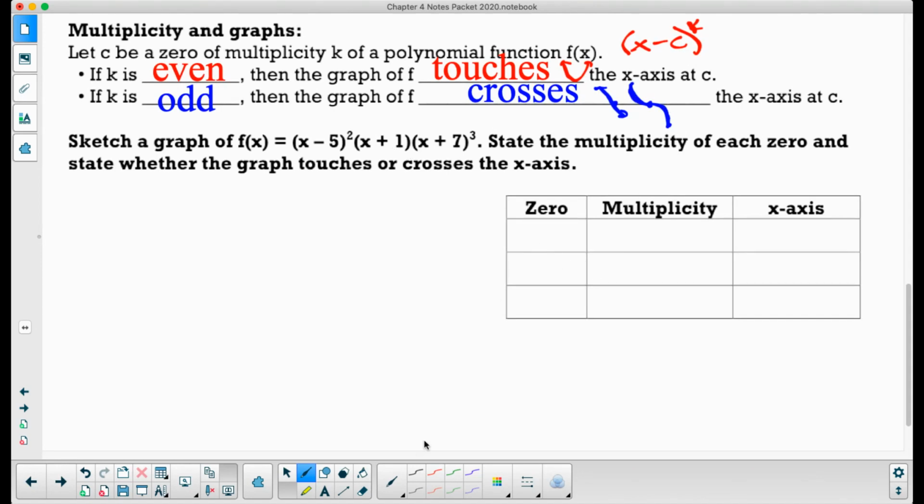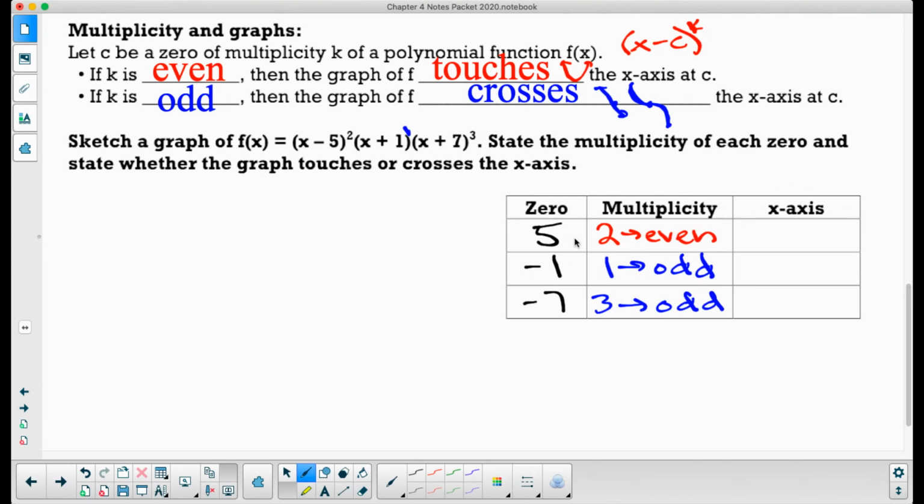So first, let's state our zeros. Let's see what we have. For zeros, we have 5, -1, and -7. The multiplicity of 5 is 2, so it's even. The multiplicity of -1 is 1, so odd. And then the multiplicity of -7 is 3, so another odd. So what does this tell us?